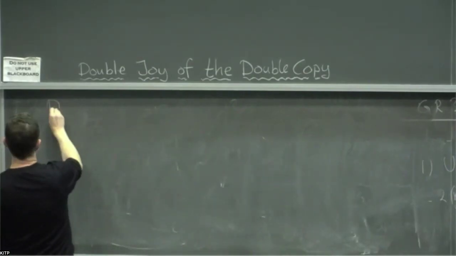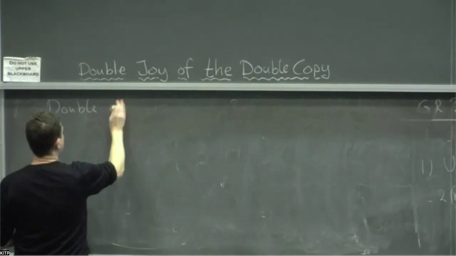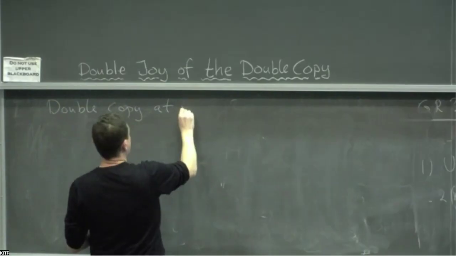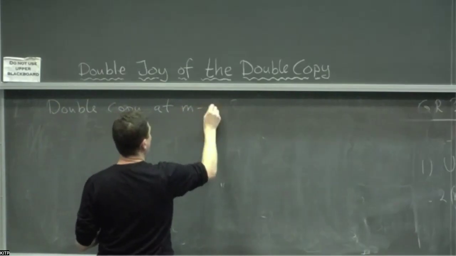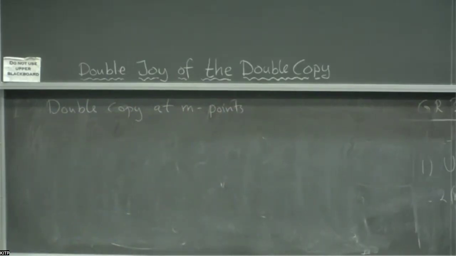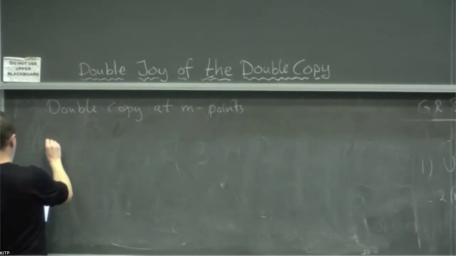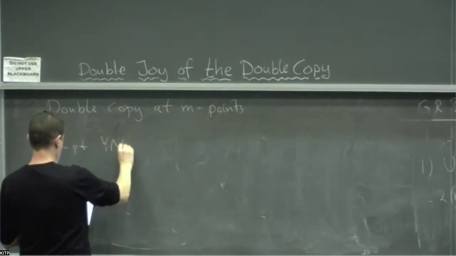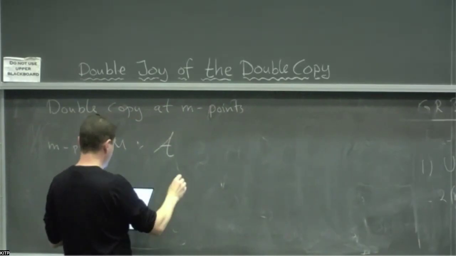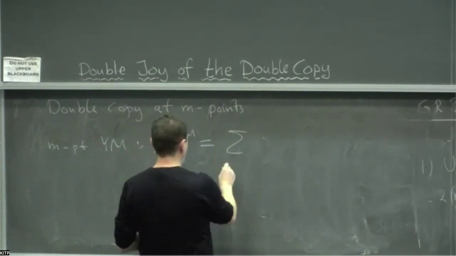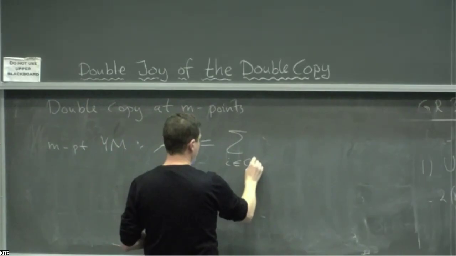So the double copy at m points. I call it m because I already used my n for something else. Also, m stands for multiplicity. So I have my m-point Yang-Mills. This is color dressed. So it's just some sum over cubic diagrams. Let me introduce an index I, which runs over cubic diagrams.